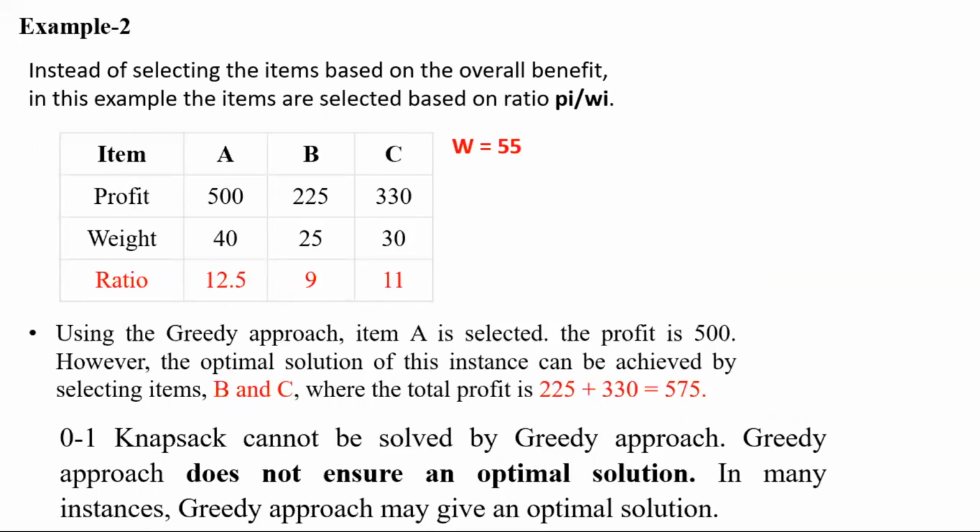However, if we select B and C, the total weight is 55, which is good for the capacity of the knapsack, then the total profit will be 555, which is better. So as a conclusion, the 0-1 knapsack problem cannot be solved by a greedy approach. A greedy approach does not ensure an optimal solution. In many cases, a greedy approach may give an optimal solution, but it is not guaranteed.